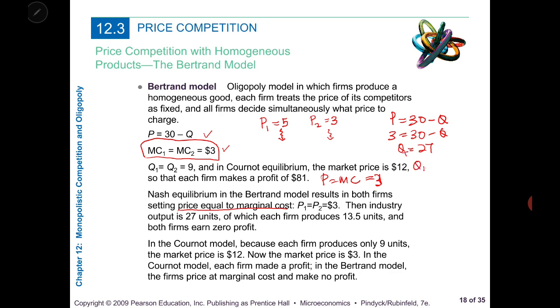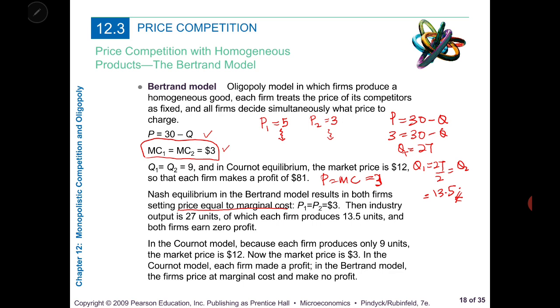So Q1, since both firms are of equal size, both firms will share the total quantity equally amongst each other. So Q1 is just 27 divided by 2, and that's the same with Q2, or 13.5. All right.